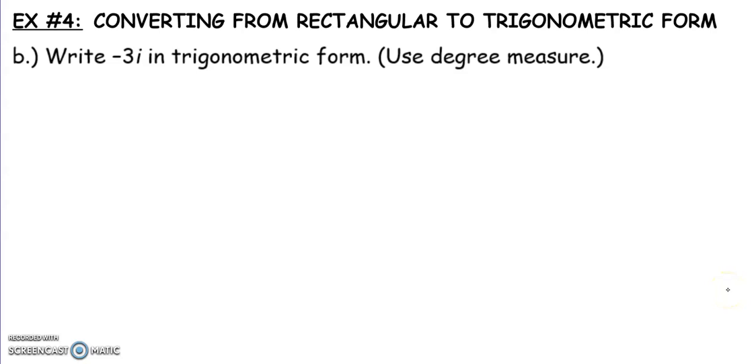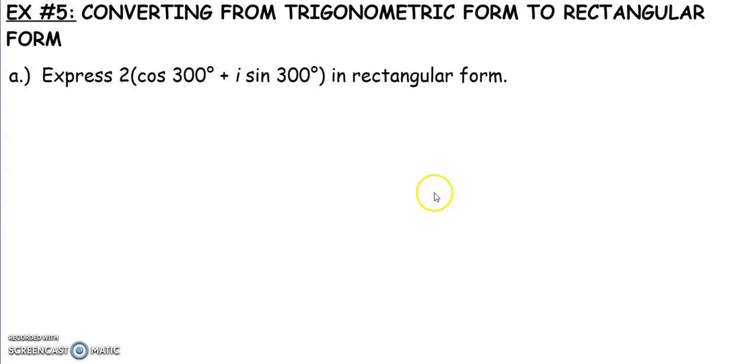I know that one was a little choppy, so why don't we go ahead and do B in class when we see each other. All right, so let's go the other way. Let's convert from trigonometric form to rectangular form. So let's express 2 times cosine 300 degrees plus i sine 300 degrees in rectangular form.